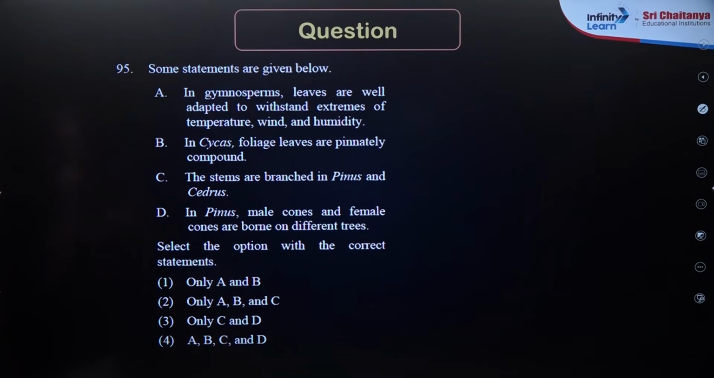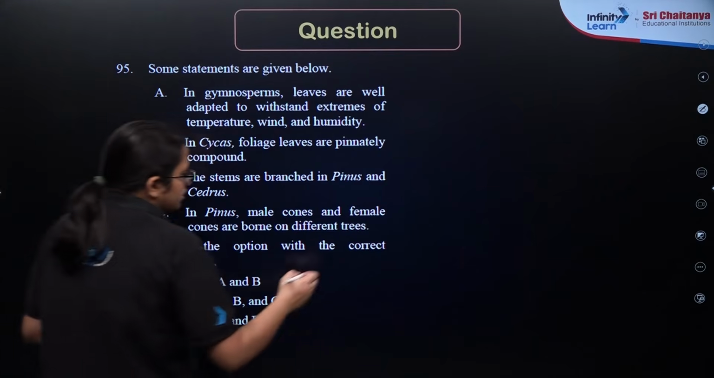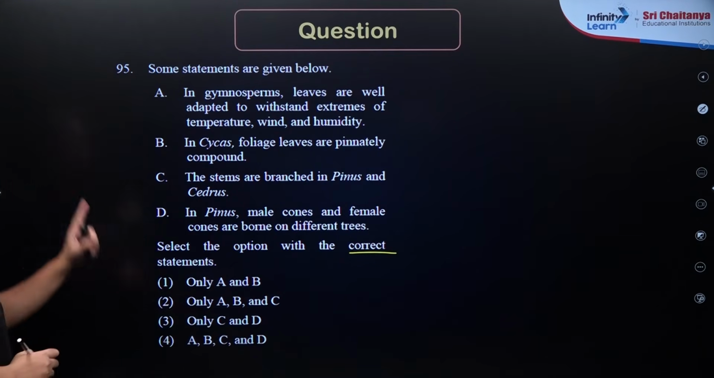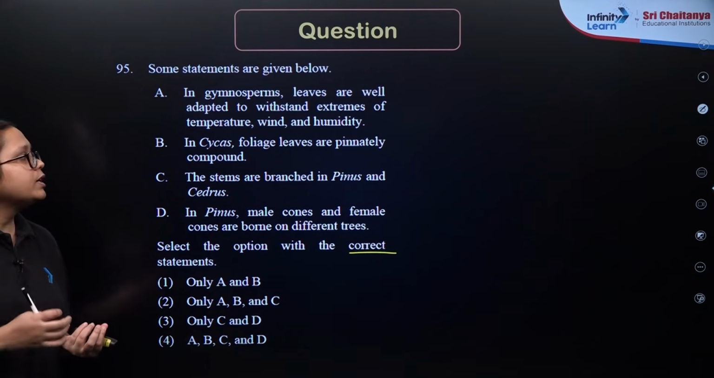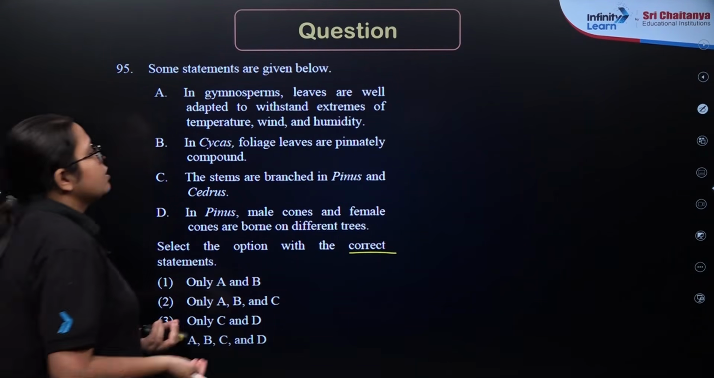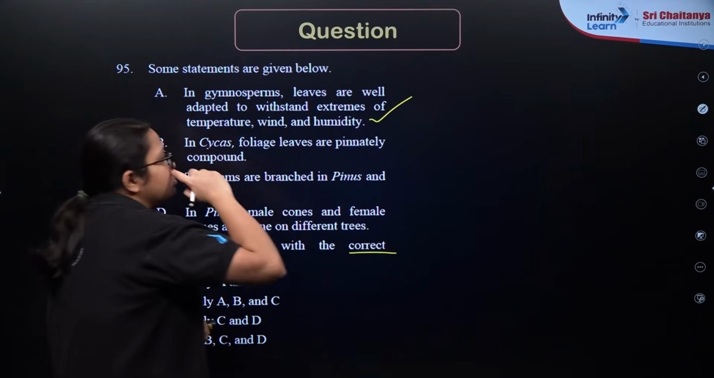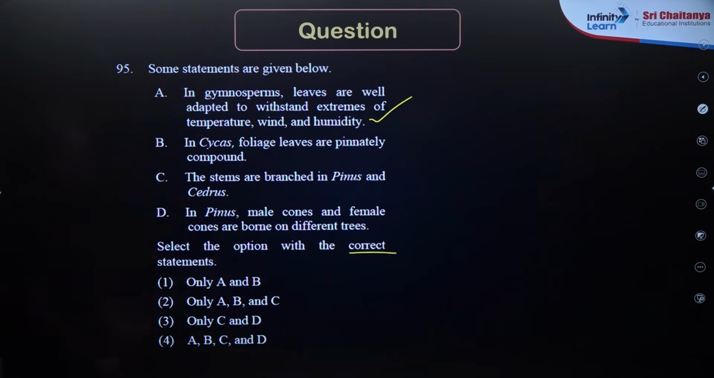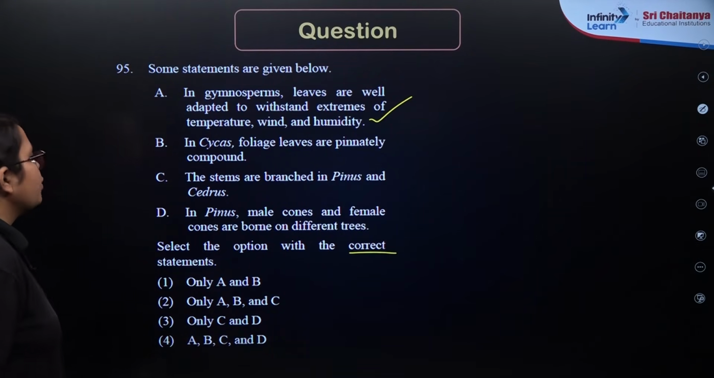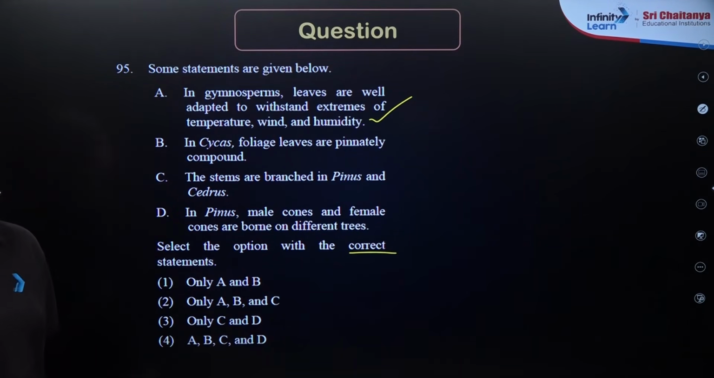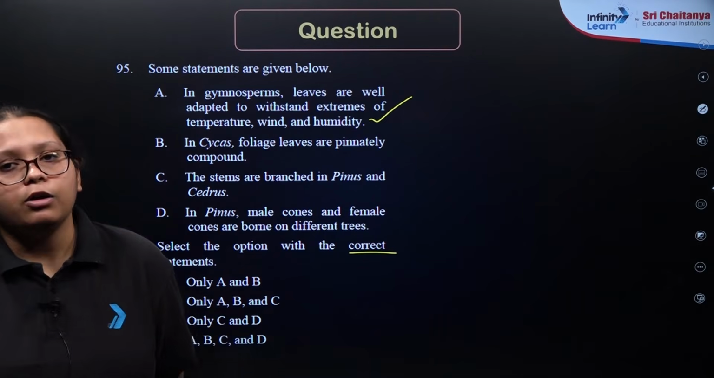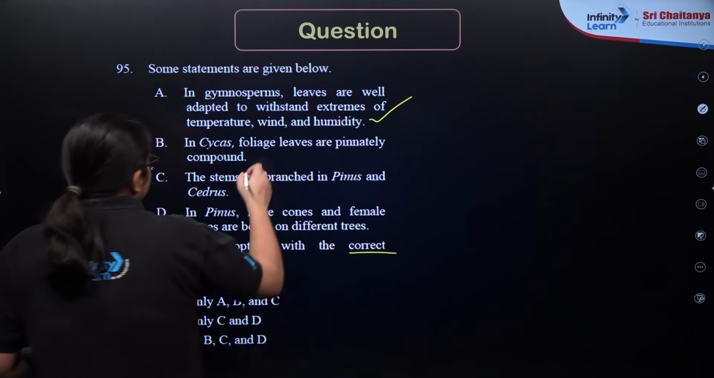Next question. Question number 95. Some statements are given below. You have to choose the correct ones. First one. In gymnosperms, leaves are well adapted to withstand extremes of temperature, wind and humidity, which is correct. The leaves are very well adapted to stand extreme temperatures, extreme humidity, extreme wind. Second one, in cycas, foliage leaves are pinnately compound. Yes, in cycas, the leaves are pinnately compound. So this is also correct.